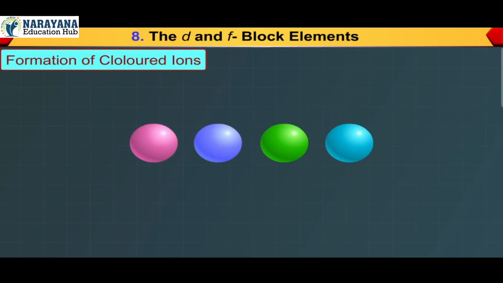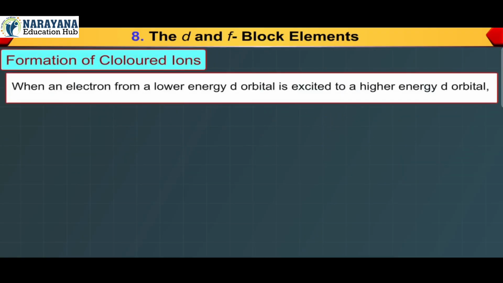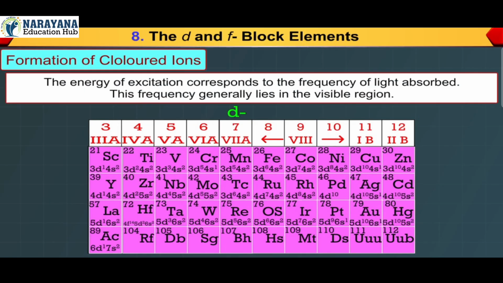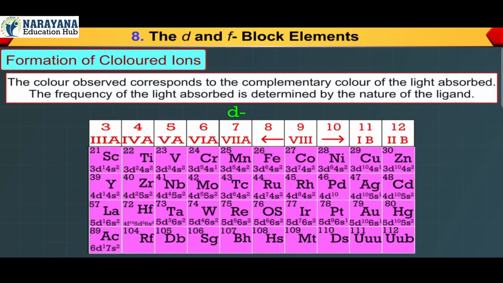Formation of colored ions. When an electron from a lower energy d orbital is excited to a higher energy d orbital, the energy of excitation corresponds to the frequency of light absorbed. This frequency generally lies in the visible region. The color observed corresponds to the complementary color of the light absorbed.